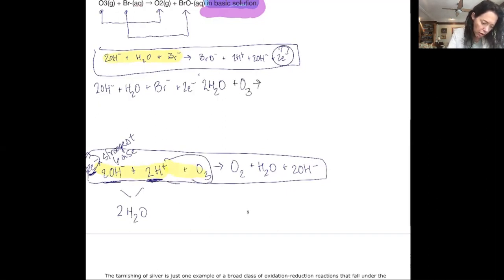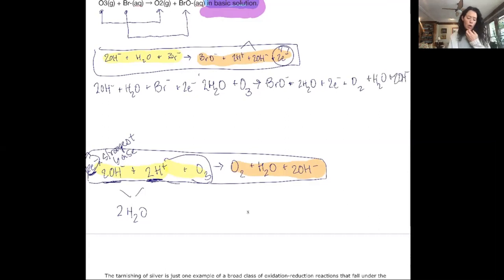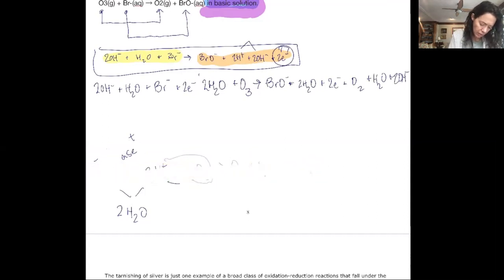Let's go ahead and get our products in here. I often find it's easy to leave something out. We're going to have the BrO negative. The 2H and the 2 hydroxides will once again make 2 waters. We've got 2 electrons, which is good. Down on the bottom, we've got an O2, we've got an H2O, we've got 2 hydroxides. Woo! All right, let's just finish this by simplifying and then checking. And I have to tell you, I'm a little nervous.